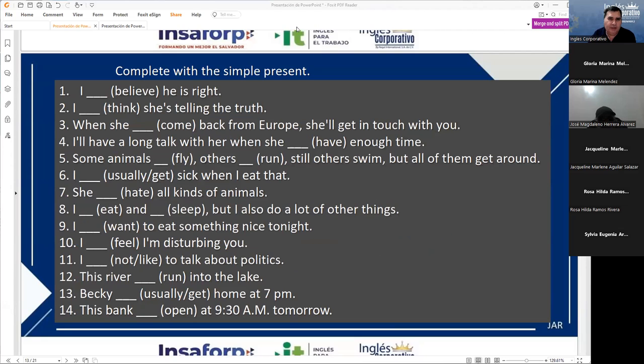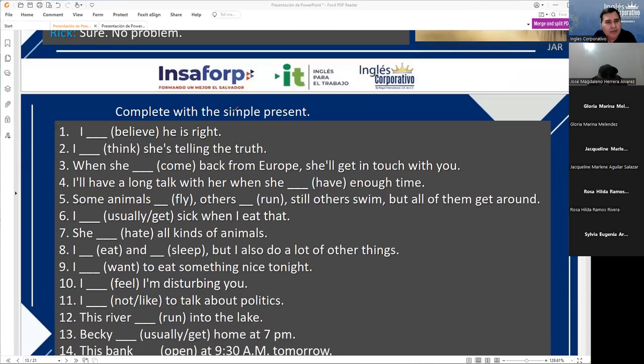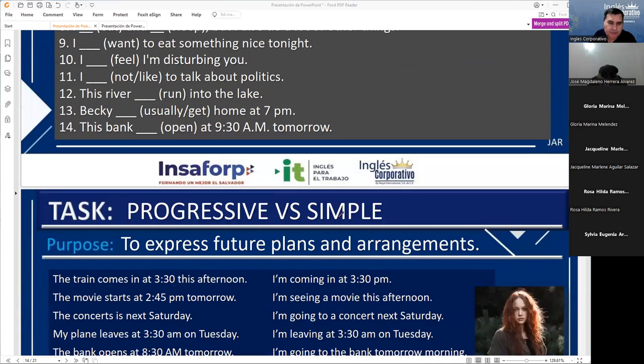One is missing. Ah, well, we are only 10. Oh, we were 11. Well, we were 14. Then we were 11. Now we are 10. Including me. So it means we are only 9. We have to complete this one. Complete with the simple present. Only simple present.